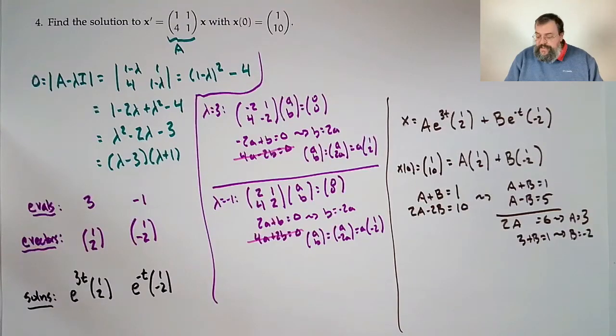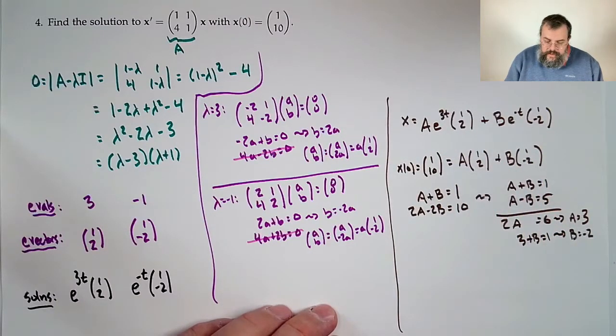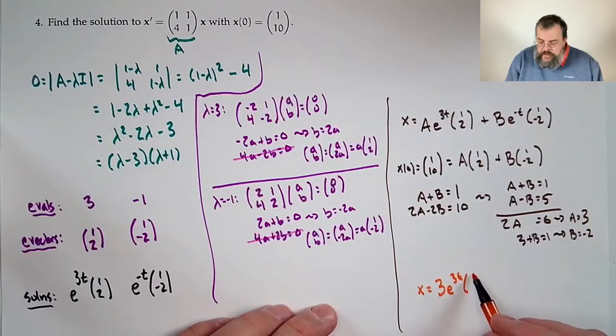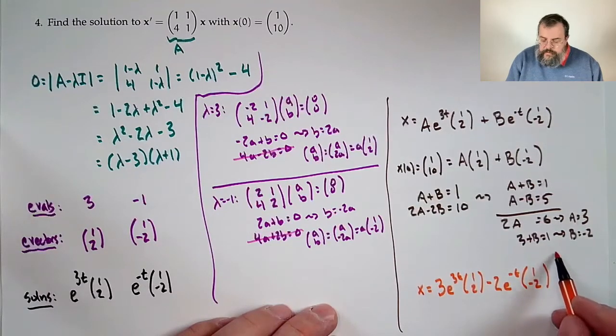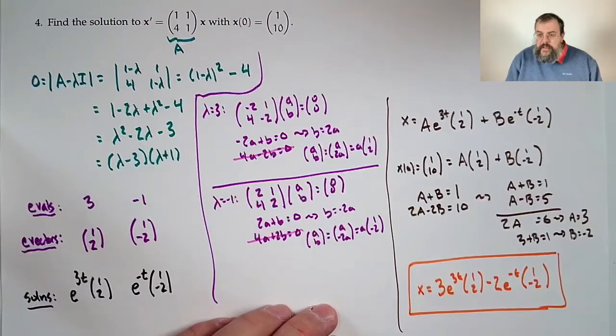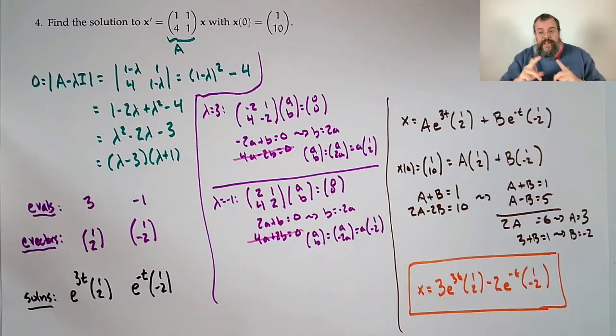So now we know a and b, and therefore we know the answer. We just put in what are a and b, and so our solution looks like the following. 3 e to the 3t (1, 2), minus 2 e to the minus t (1, -2). And there we go. A beautiful answer. Now, if you wanted to, I'm not saying you have to, but if you wanted to, you could put it all together.